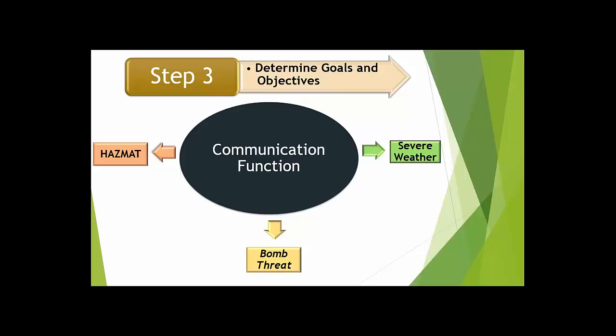So for example, communication is a common function in all emergencies. Rather than list the same communication goals and objectives for every emergency, the entire function can be covered by one functional annex in the school emergency operations plan. Then, as the team addresses each specific threat or hazard, they do not have to recreate the communication piece for every event. We'll be discussing the functional annexes, such as communication, in more depth in step 5.